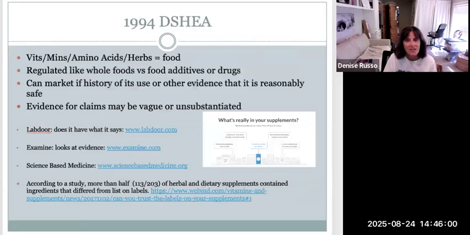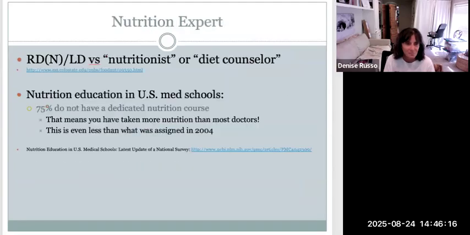I give you some information now about the fact that supplements are regulated differently than food. And so the level of evidence for the claims on a supplement aren't as great as they will be on some of the food label claims that we'll see in the next chapter.